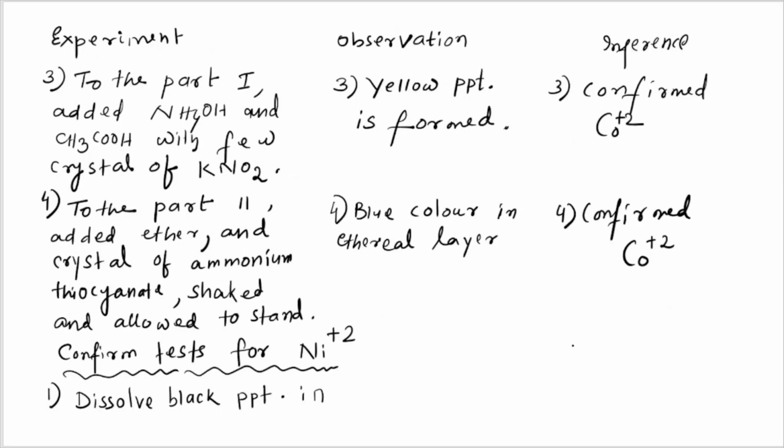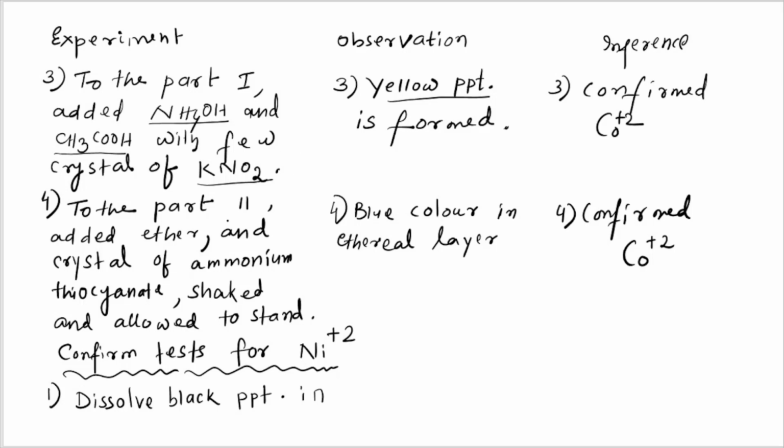After that, to 1 part, what will you add? Ammonium hydroxide and acetic acid with a few crystals of KNO2. You should remember, first you will add ammonium hydroxide and acetic acid, then you will add potassium nitrite. It is NO2, that is why potassium nitrite, not nitrate. Then a yellow precipitate is formed when you add ammonium hydroxide, acetic acid and KNO2 crystals, that is, in solid crystal form. Yellow precipitate is formed. It also confirms Co+2.